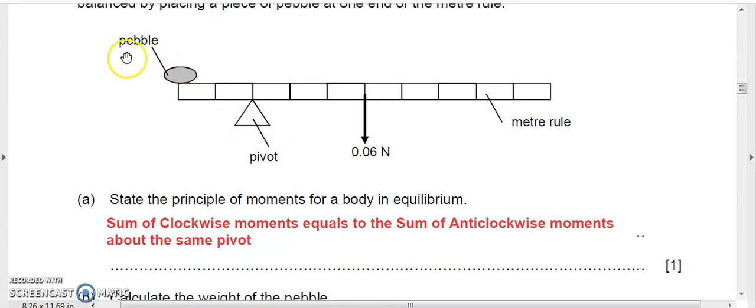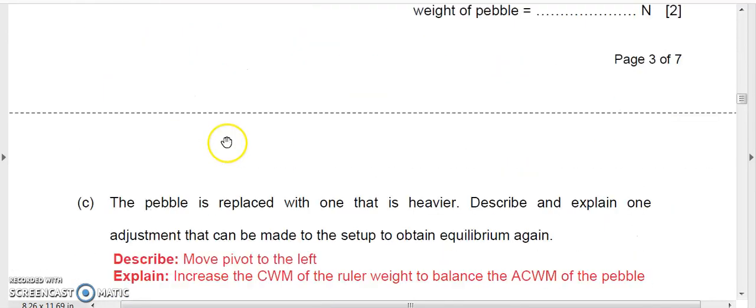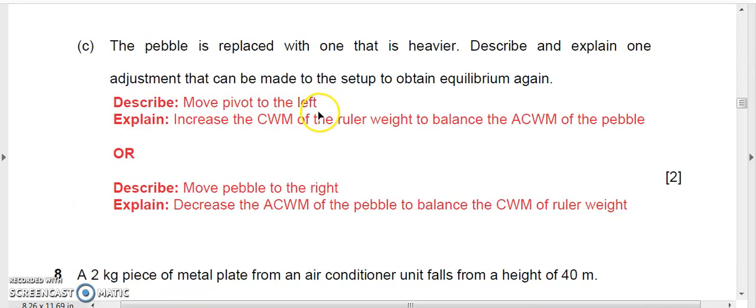So either move the pivot left or move the pivot right. But for both of them, the explanations will be slightly different. If you move the pivot to the left, you have to increase the clockwise moment of the ruler weight to balance the anti-clockwise moment of the pebble. But if you move the pivot to the right, you actually decrease the anti-clockwise moment of the pebble to balance the clockwise moment of the ruler weight.